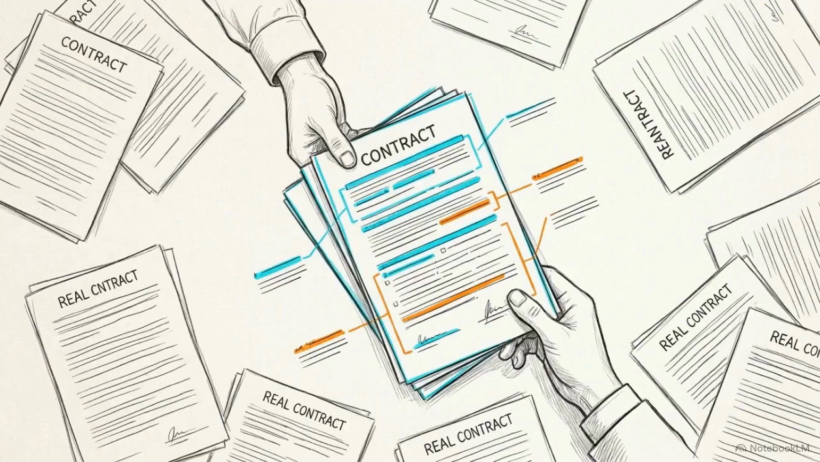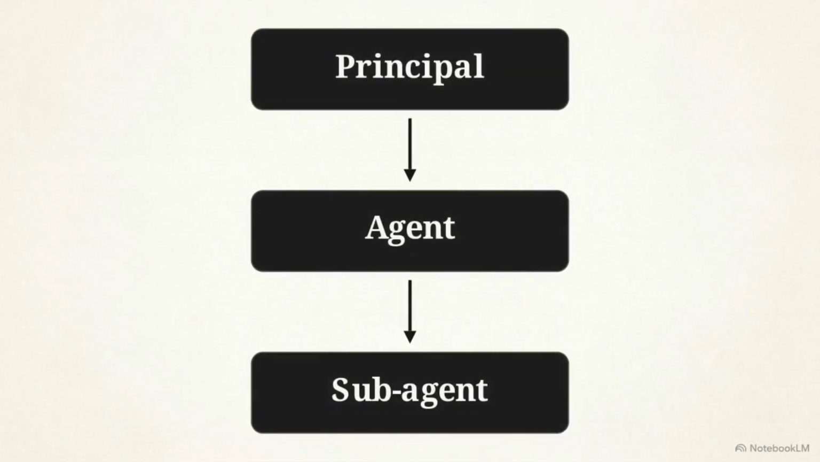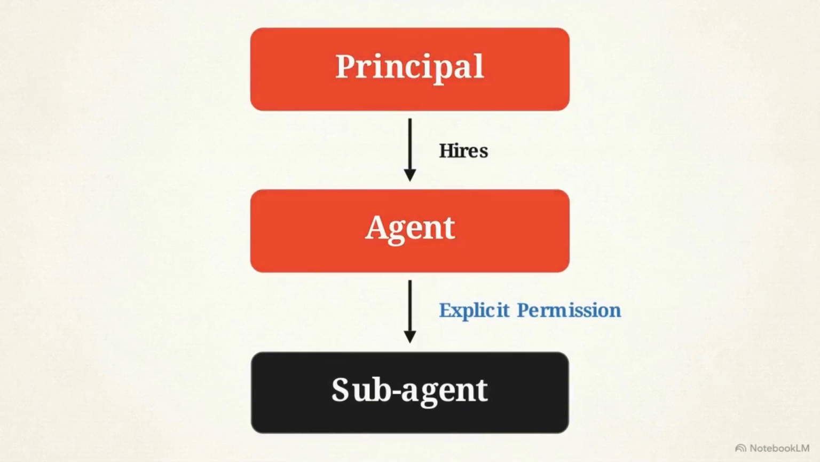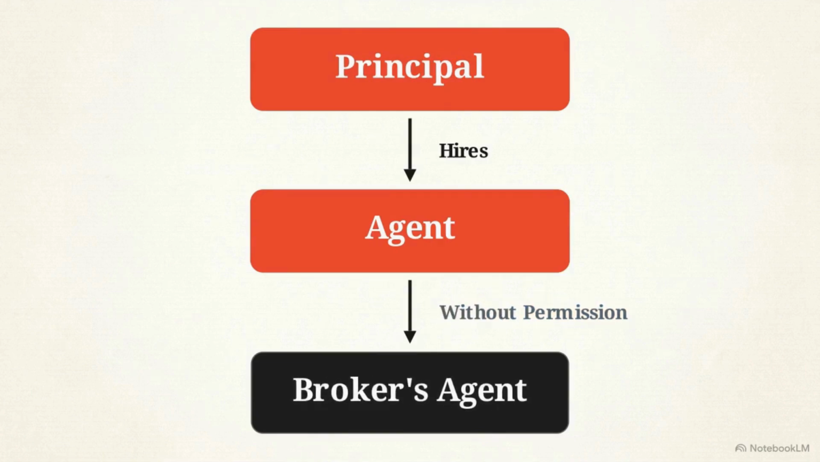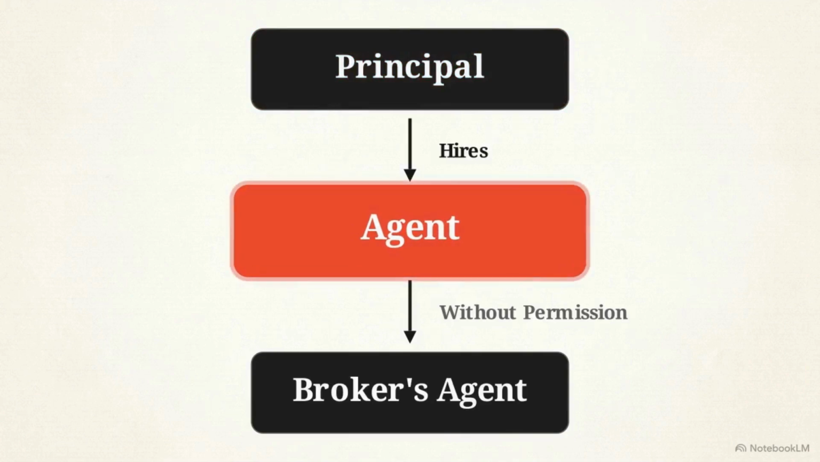Legal liability becomes more complex when an agent delegates specific tasks to another professional. A sub-agent works under the primary agent with explicit permission. The red highlights show both the principal and agent carry legal liability. However, a broker's agent is hired without permission. Watch the highlights. The principal turns gray, and only the primary agent holds liability.